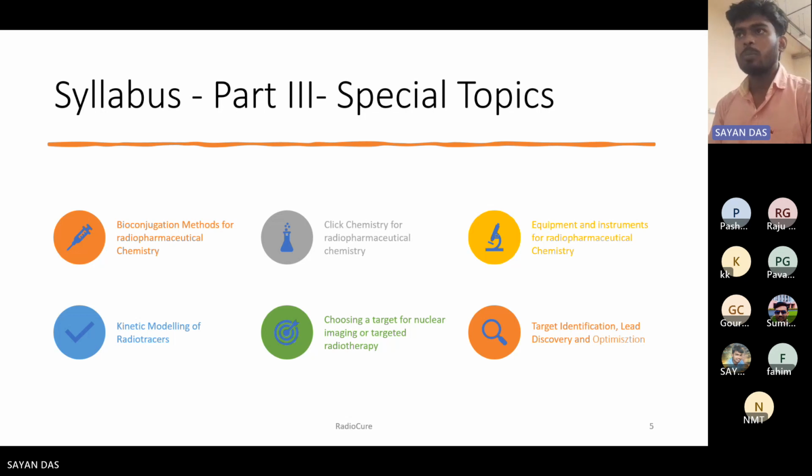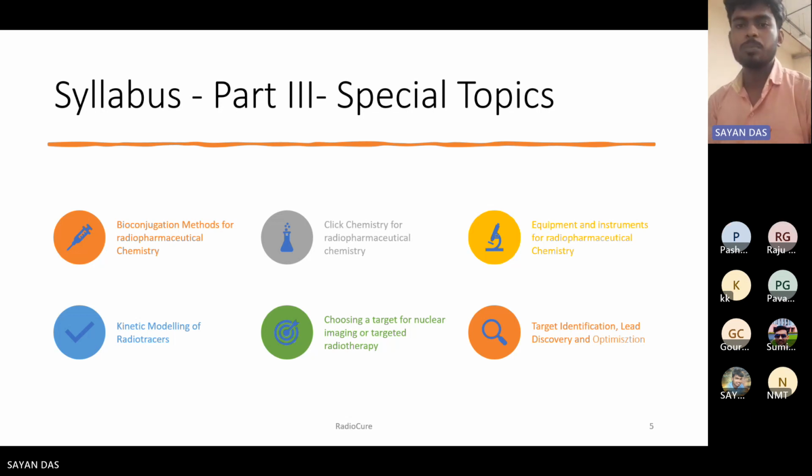Then we'll describe the topic of choosing a target for nuclear imaging or targeted radiotherapy. How do we choose a target? What are the specific characteristics of a target to be a potential target in nuclear imaging or targeted radiotherapy? That will be described in one class. And last I will describe drug target identification, lead discovery and optimization. And if time permits, I will also describe how cancer drugs are formed, drug designing and drug development. Those will also be described if time permits.